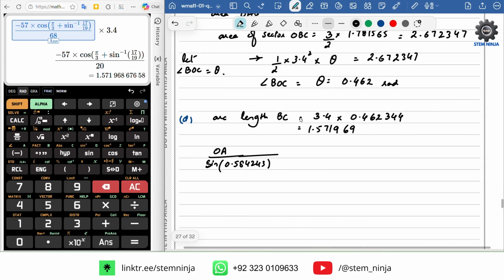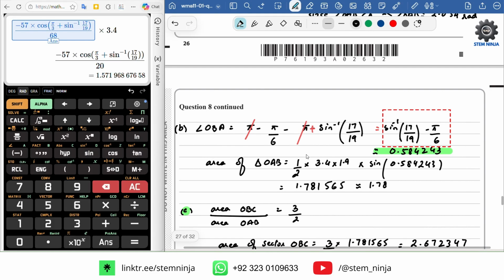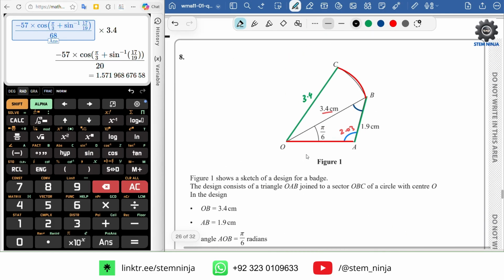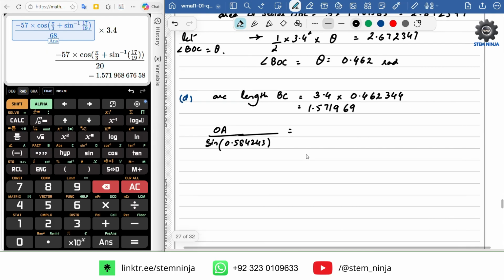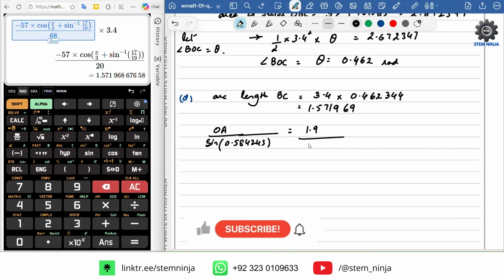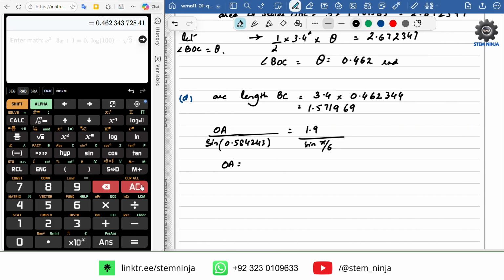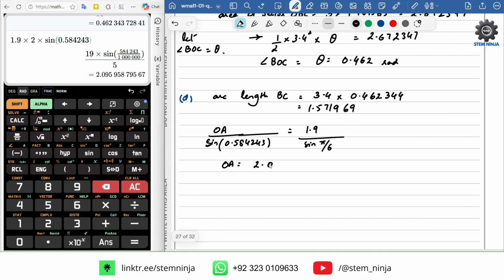For 0.584243, right? And the other opposite pair was 1.9 and pi by 6. Right. Okay. So OA would therefore be 1.9 times by 2, because sine pi by 6 is 1 over 2 itself. So times by sine of 0.584243. This is going to be 2.095959.